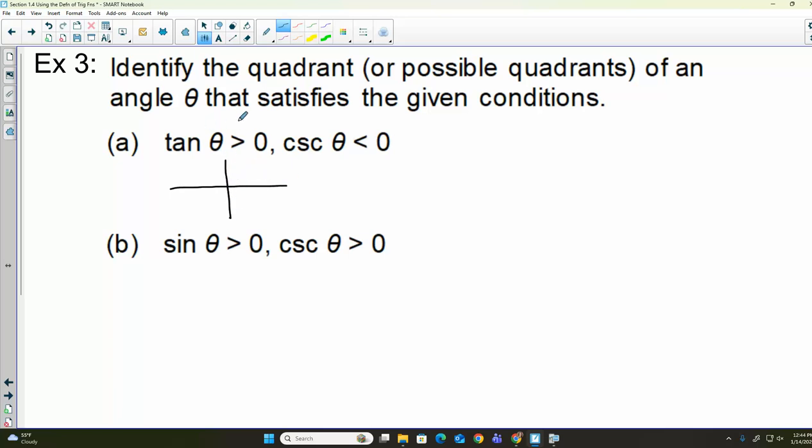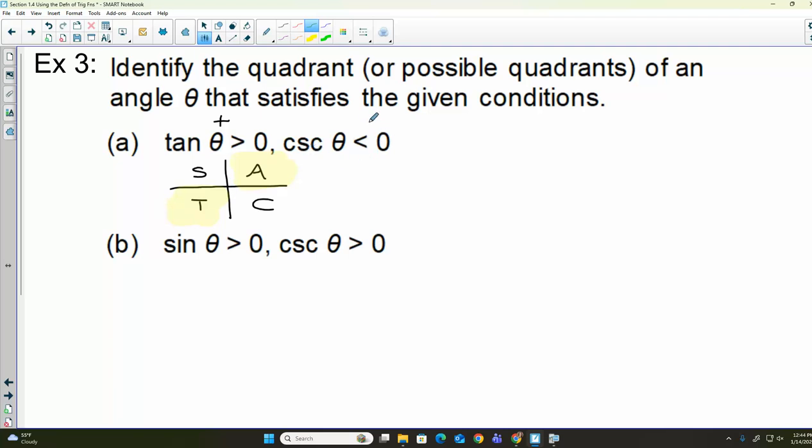So tangent is greater than 0, which means it's positive. If you think All Students Take Calculus, in which quadrants is tangent positive? The third one and the first one. Everything is positive twice and negative twice. Okay, so if tangent's positive, it's either in quadrant 1 or quadrant 3.